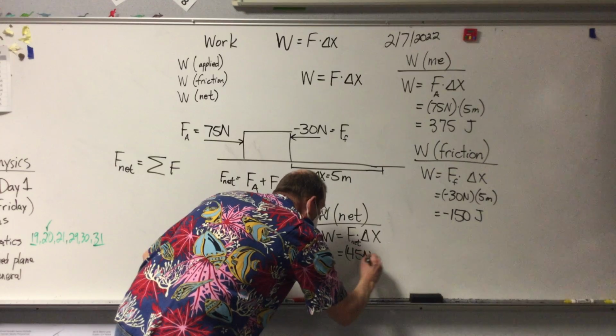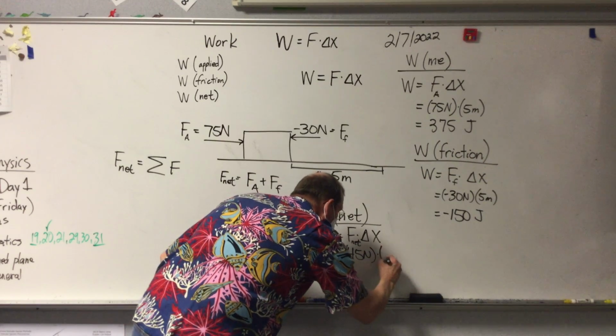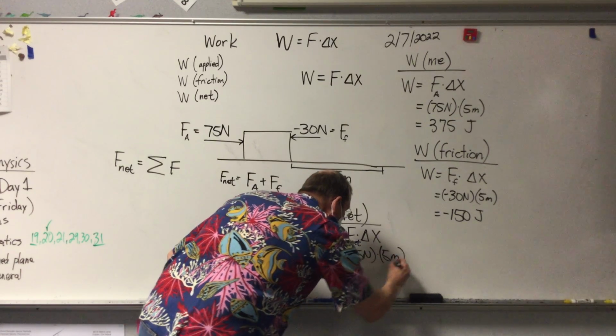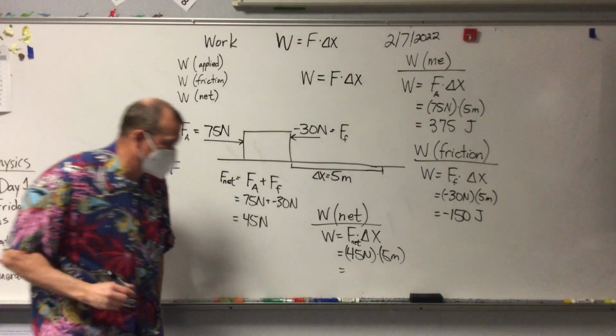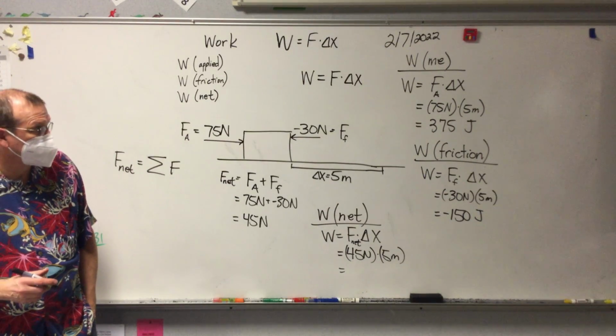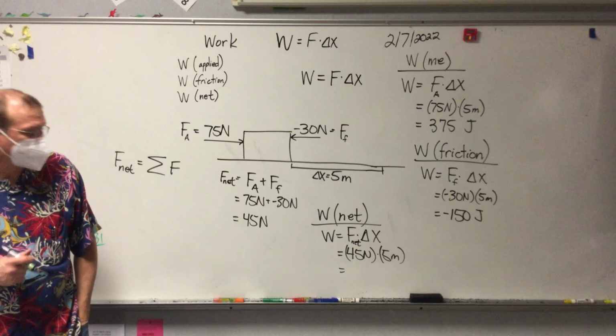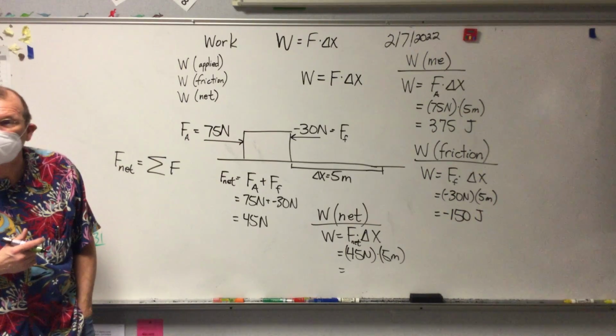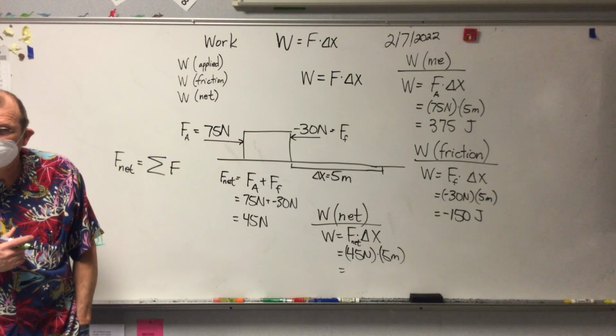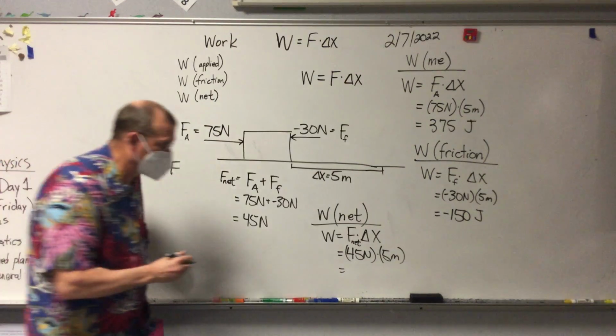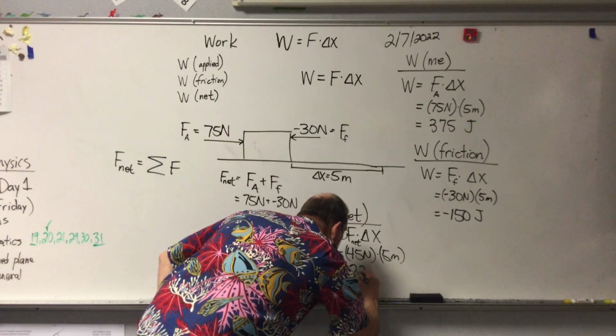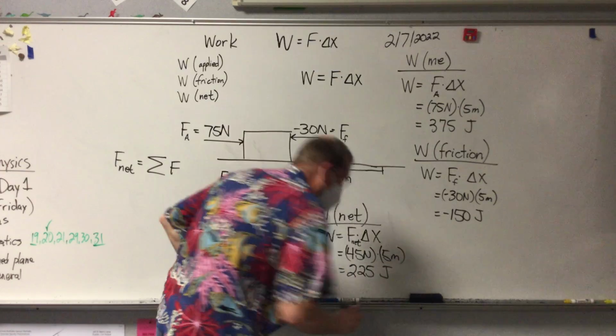And so to calculate the net work, we would come here and put 45 newtons here, and then we would have our 5 meters here. Okay? And what's our answer for how much net work is done? 225 joules. Okay.